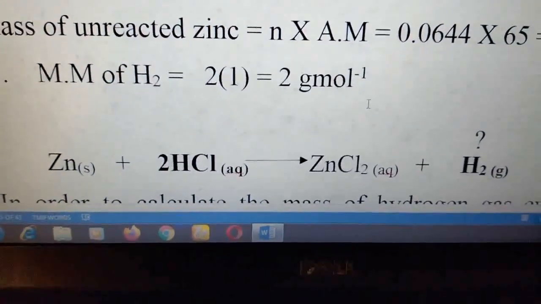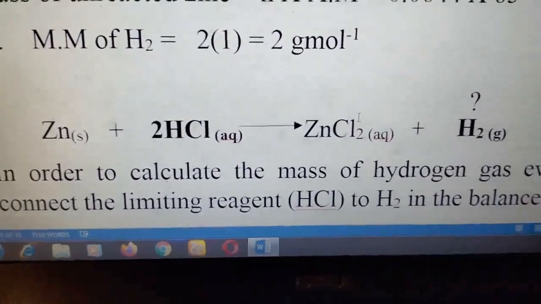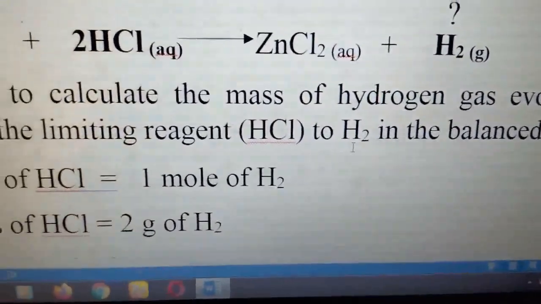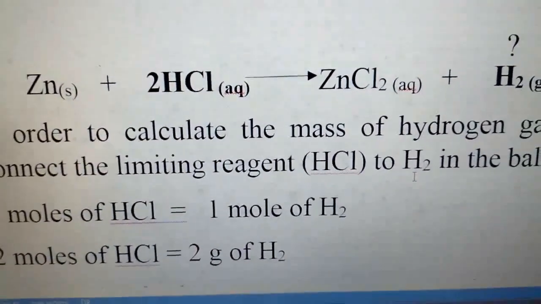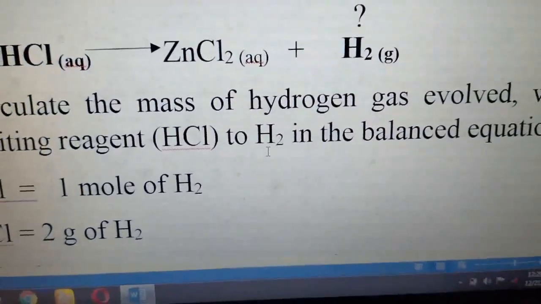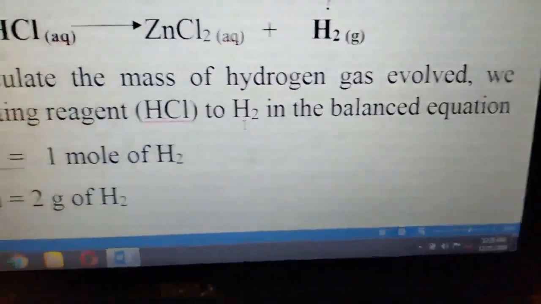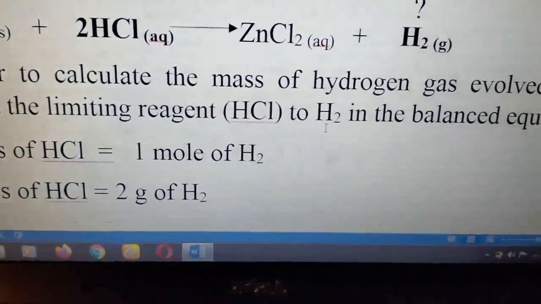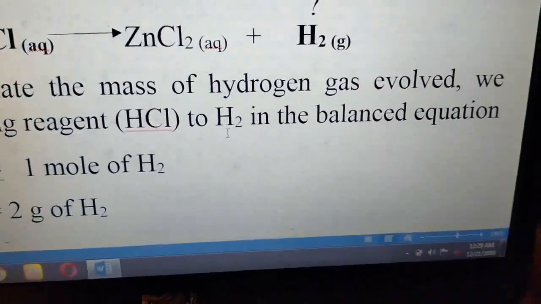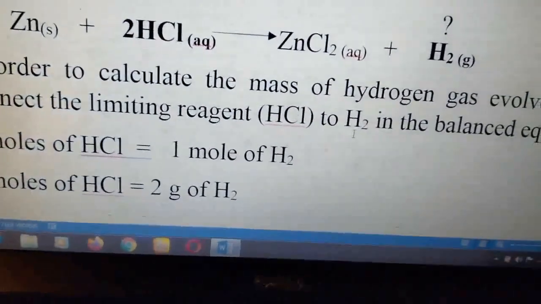Okay, the next question says we should find the mass of hydrogen gas liberated in the reaction. We have the balanced equation. We're looking for hydrogen. That's why the question mark is on hydrogen. We connect HCl, because HCl is the limiting reagent, as I explained in the previous question. You connect the limiting reagent to what you're looking for, the product. In order to calculate the mass of hydrogen gas evolved, we connect the limiting reagent HCl to hydrogen in the balanced equation. You see that 2 moles of HCl is equivalent to 1 mole of hydrogen gas. That is the stoichiometric ratio.